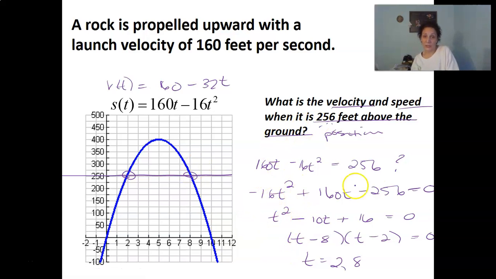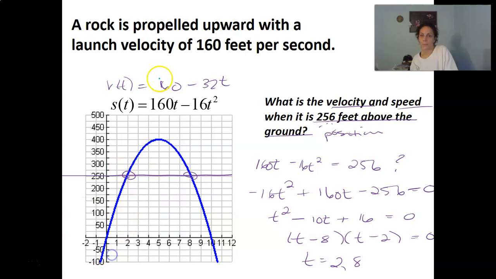All right, so I'm out of space. I'm probably going to have to clear this, but now that I know what the times are when this happens, when it's 256 feet above the ground, it happens twice, at 2 seconds and at 8 seconds. Okay, well, what do you want to know about those times? They want to know what the velocity and the speed is. So all I have to do is take my 2 and my 8 and pop them into my velocity equation.